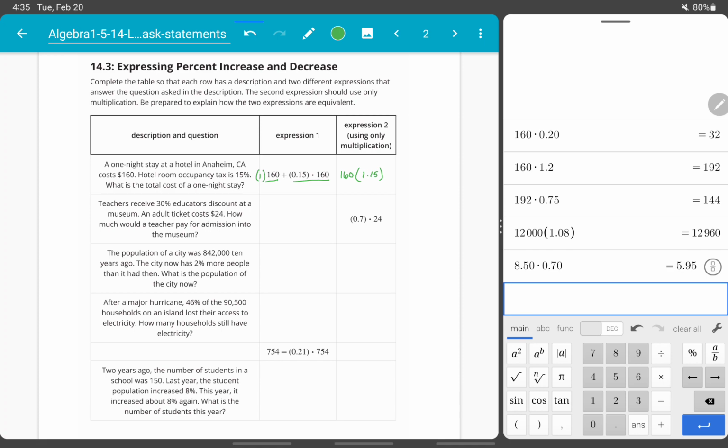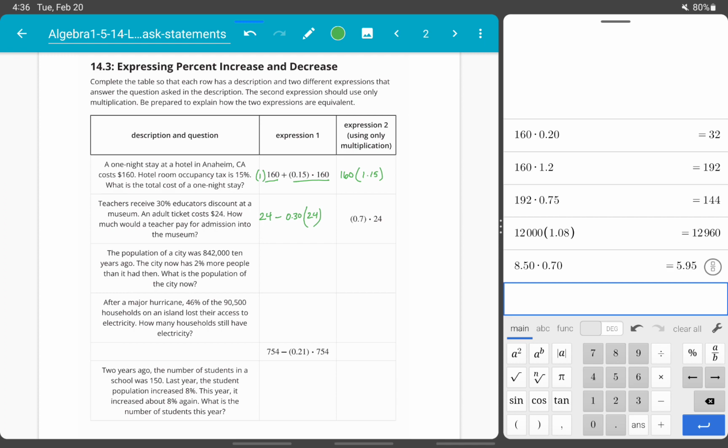Our second description says, teachers receive 30% educator's discount at a museum. An adult ticket costs $24. How much would a teacher pay for admission into the museum? So we would start with the original ticket price of $24, and then we would be subtracting from that our discount, which would be 30%, which we can represent as 0.30 times 24. And then when we simplify that, we get 0.7 times 24, or the other way around, 24 times 0.7.